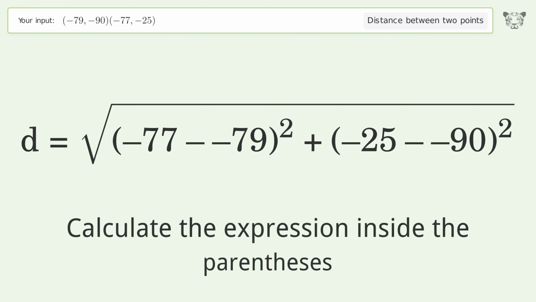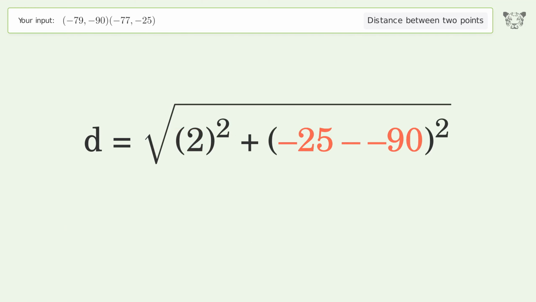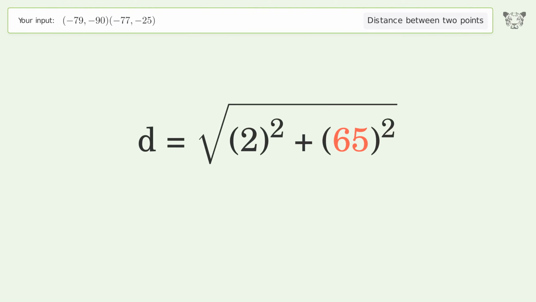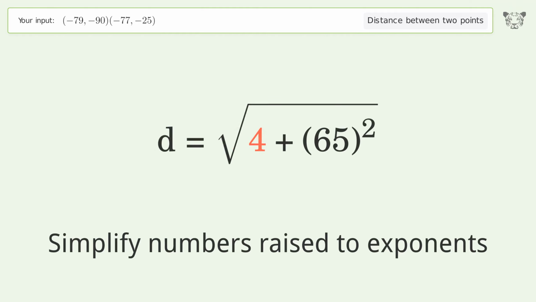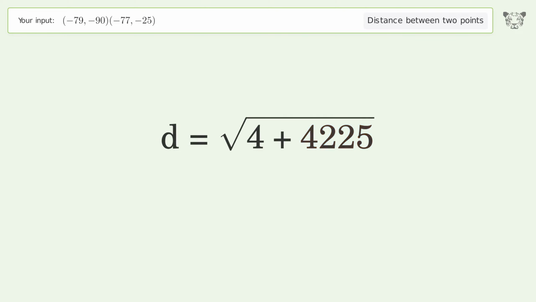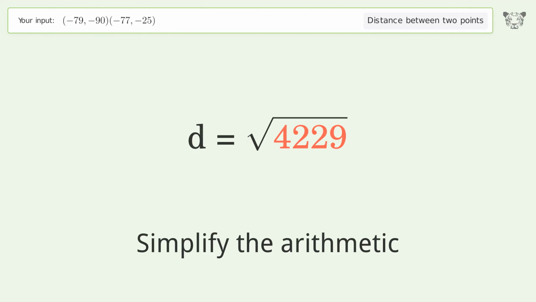Calculate the expression inside the parentheses. Simplify numbers raised to exponents. Simplify the arithmetic. And so the distance between the 2 points is the square root of 4,229, or 65.031.